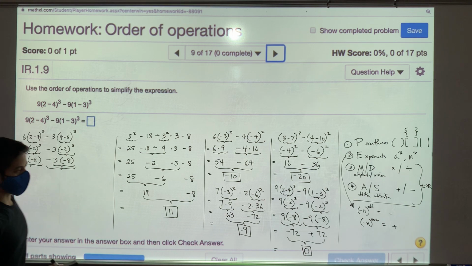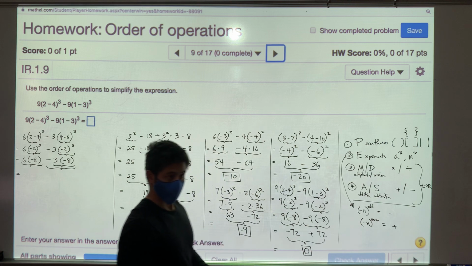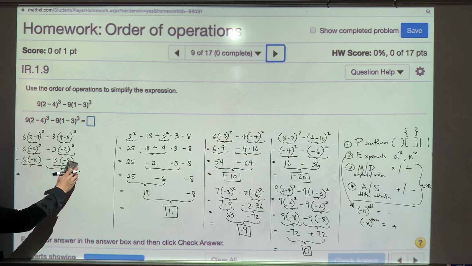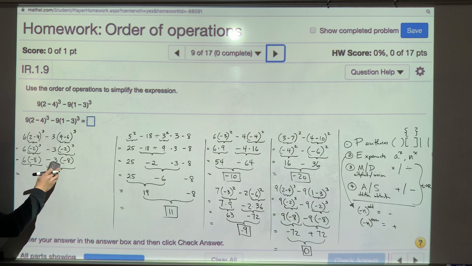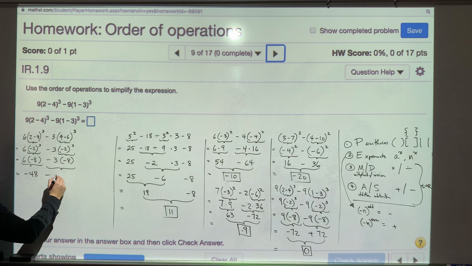Follow? So you've got to be really careful. 9 or -9? Okay, so -3 times -8. With that said, tell me what each of them becomes. The first one is -48. Great. Minus probably 24. Okay, so this is the mistake. You said minus positive 24.